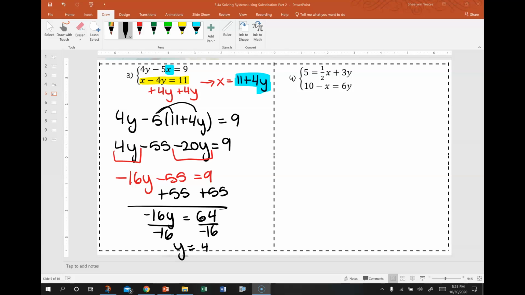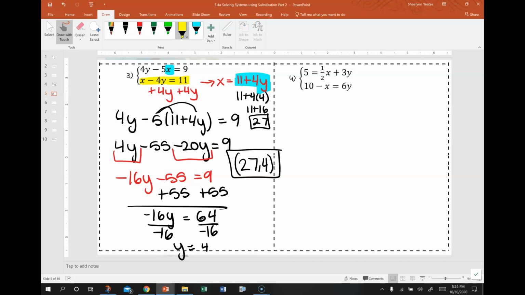Alright, so from here, we can see that we've got y equals 4, and we can go ahead and plug that in. So that makes this 11 plus 4 times 4. So this is 11 plus 16, which is 27. So I have x is 27, and y is 4. Alright, this will be the last one for today that I help you with, then you got some to do on your own.